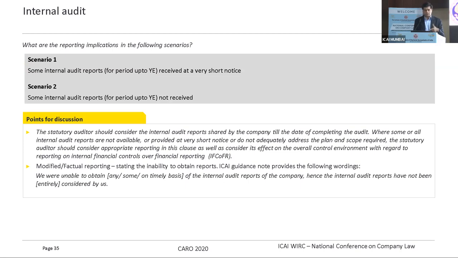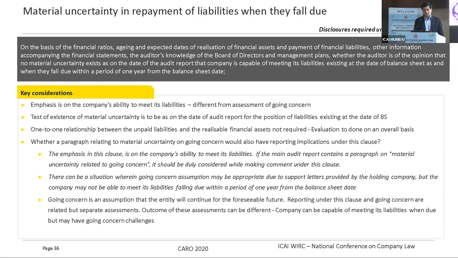The same situation I was going to explain here, though I think we already discussed that. Material uncertainty in repayment of liability when they fall due. On the basis of financial ratios, the auditor has to comment whether any liability falling due in the next 12 months, the company will be able to honor. Now, again, the wording is any liability which is falling due within the next 12 months.